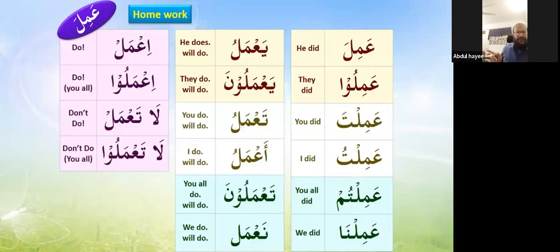Yes. Amila. Not Amila, Amila. There is a kasra. What about this? Amilu. What about this? Amilta. What about this? Amiltu. What about this? Amiltum. Amiltu. What about this? Amilna. This one: Ya'malu. Ya'maluna. Ta'malu. A'malu. Ta'malu. Ta'maluna. Na'mal.